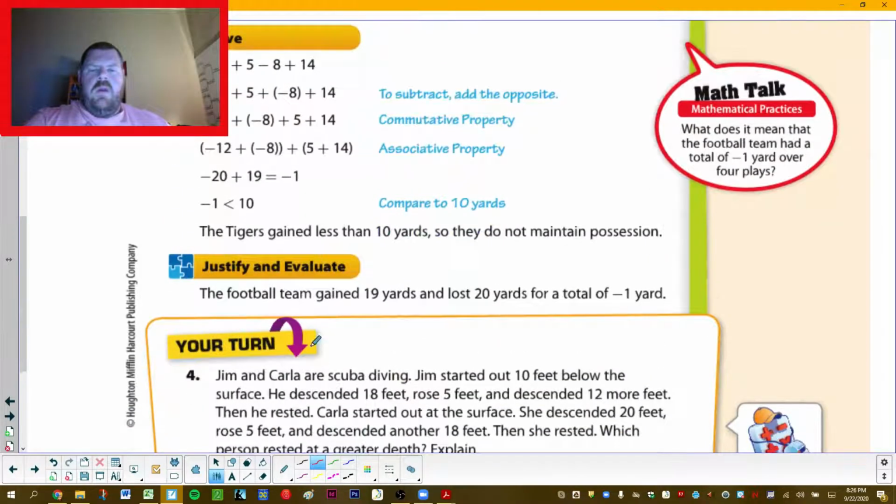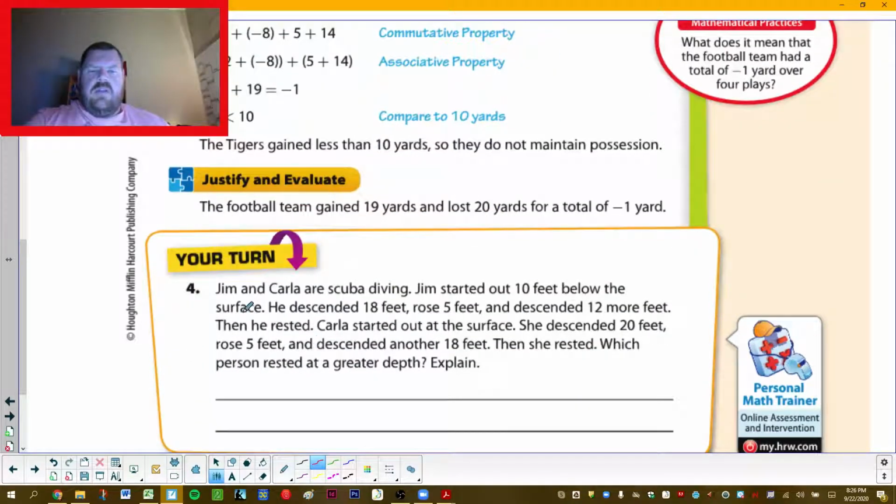Okay. All right, let's look at this your turn problem. Jim and Carla are scuba diving. Jim started out at 10 feet below. He then descended 18, rose 5, then descended 12. And just from that, I see that he started 10 feet down. He went down 18 more, came up 5, which isn't very much compared to 18, and then went down 12 more, which again is way more than how much he came up. So he's probably down there a ways.